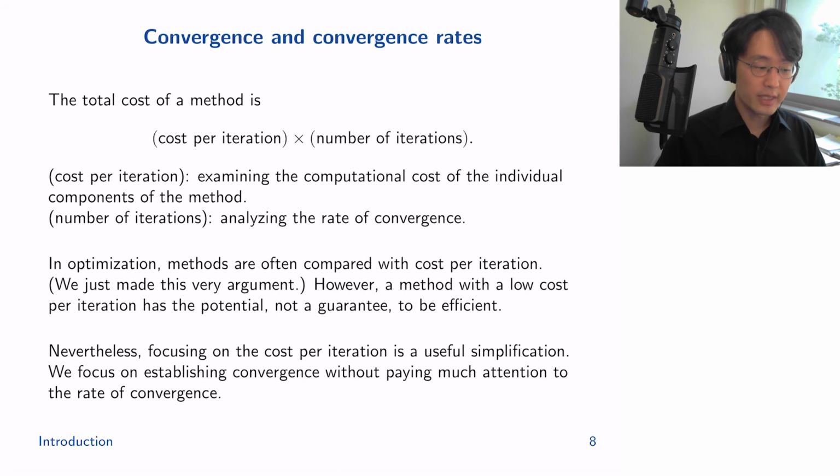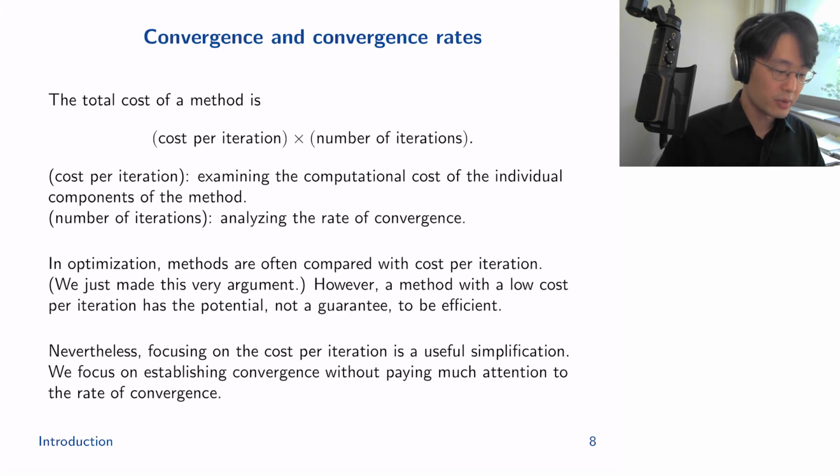Okay, now let's very briefly talk about convergence and convergence rates. So when you have an iterative algorithm, and most algorithms in applied mathematics tend to be iterative, the total cost of a method is the cost per iteration times the number of iterations. To put it in a more programming context, if your algorithm consists of a for loop, then the total cost is the cost to execute one iteration of the for loop body times the total number of for loop iterations that you must perform, obviously.